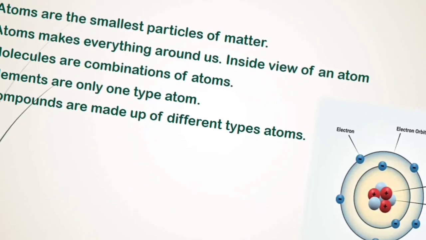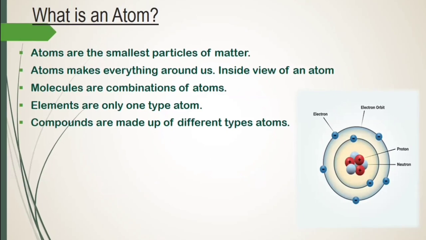This word is derived from a Greek word called atomos, which means indivisible. At that time, they thought that this atom cannot be further divided. So that's why they called it atomos. With different scientific experiments, scientists found that this atom contains three subatomic particles: one is the electron, the other is the proton, and the other is the neutron.